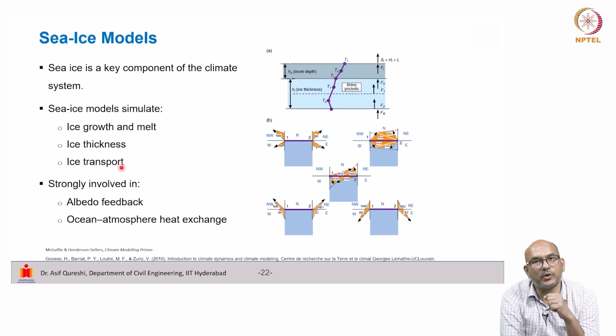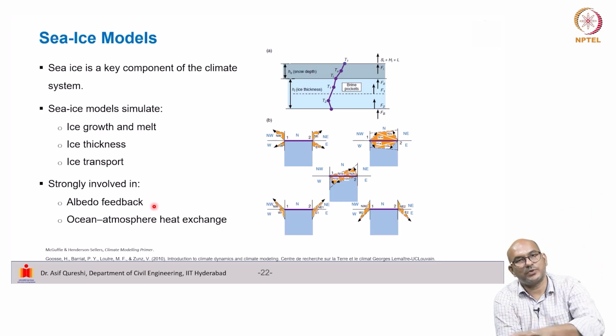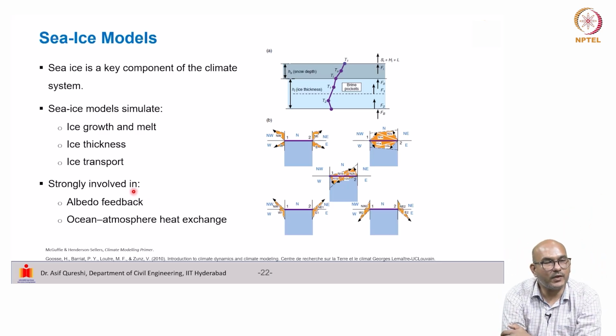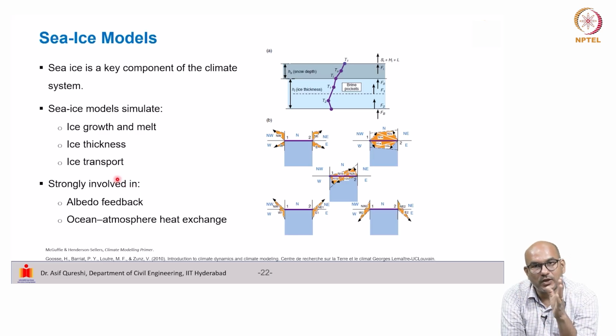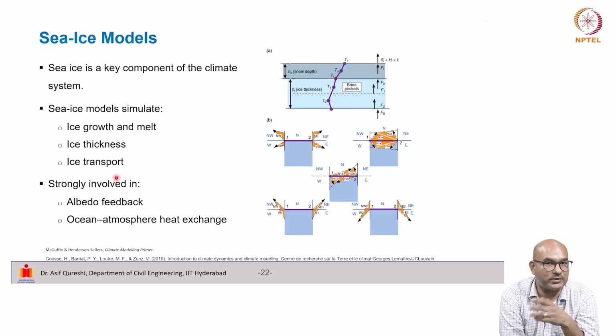This becomes important because ice is strongly involved in the albedo feedback, and also it influences the exchange between the atmosphere above and the oceans below. So, sea ice tremendously influences the overall energy budget of particular locations and actually the whole earth in general as a consequence.